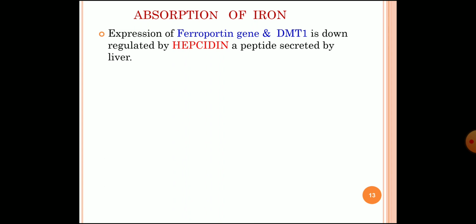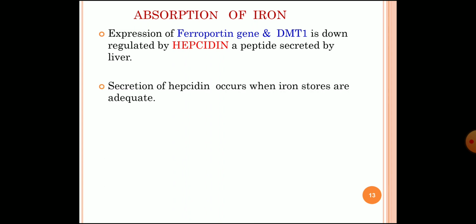Now what happens if there is no iron in the body? The synthesis of hepcidin does not take place. So there will be increased production of ferroportin and DMT1. That is, the expression, the synthesis, is increased. That is, the numbers of ferroportin and DMT1 are increased. So more and more iron is taken into the cell and released into the bloodstream for various purposes. That is the role of hepcidin. So hepcidin is the key regulatory part.